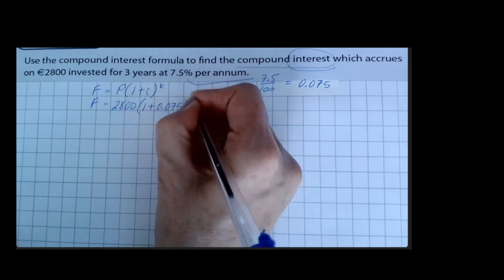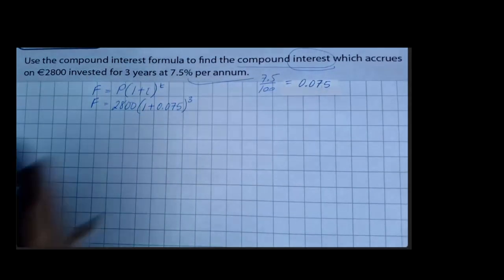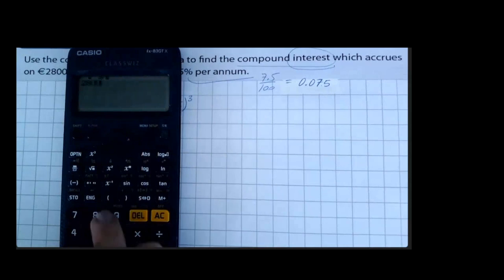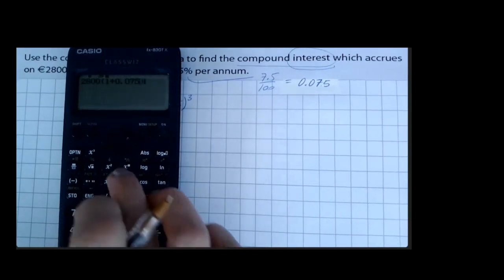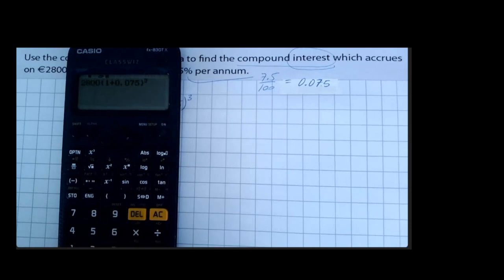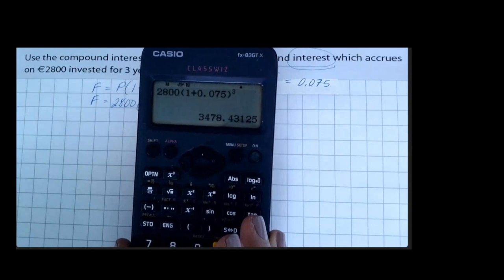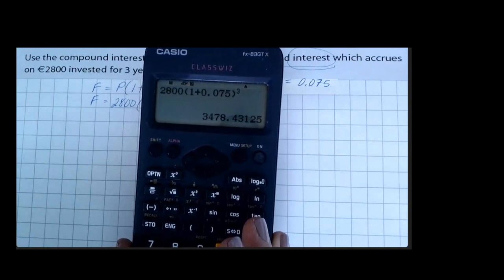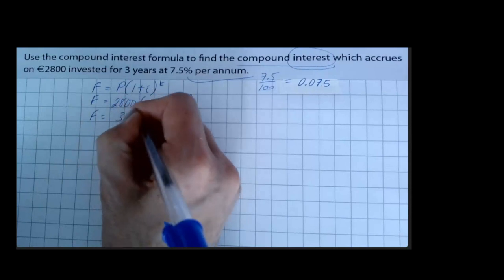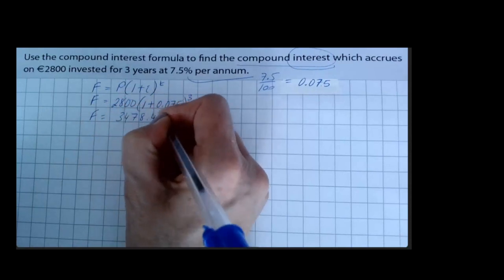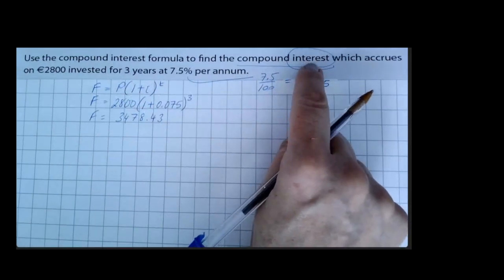So that is 0.075 and then 3 is the years. So that's the power of 3. So doing that on the calculator, I get 2,800 times (1 plus 0.075) to the power of 3. And I'm getting 3,478, again, to 2 decimal places, 0.43. So the final amount is 3,478.43. Now, they don't ask me for the final amount, they ask for the interest.